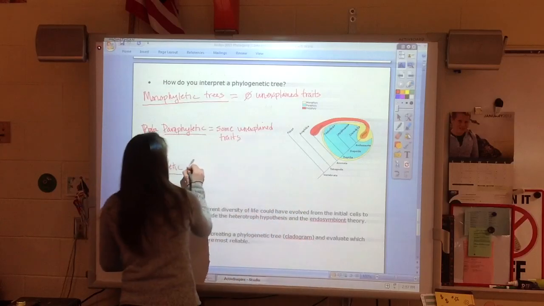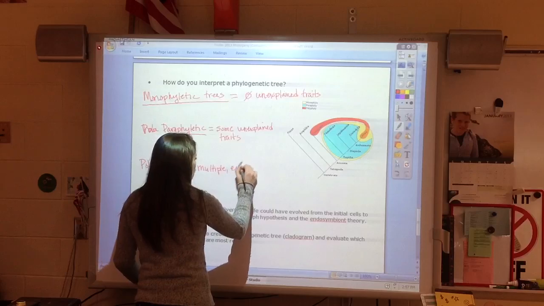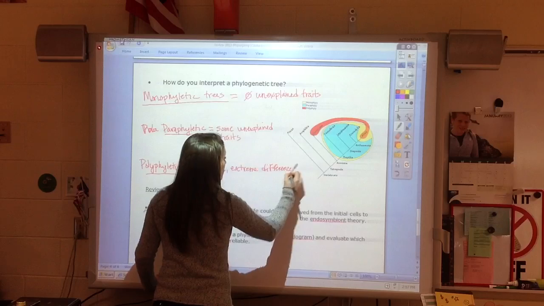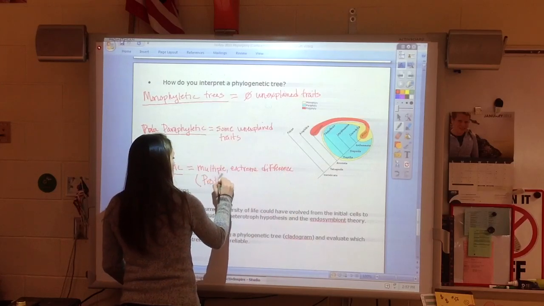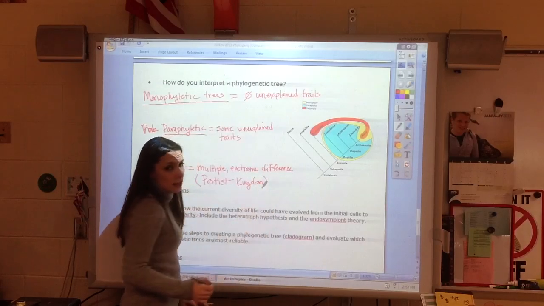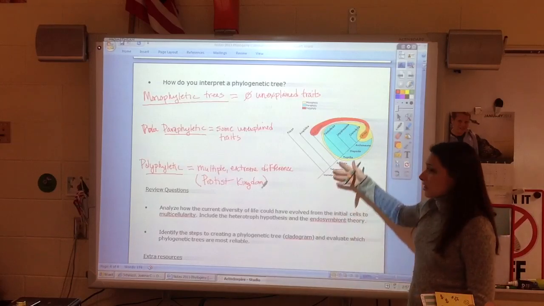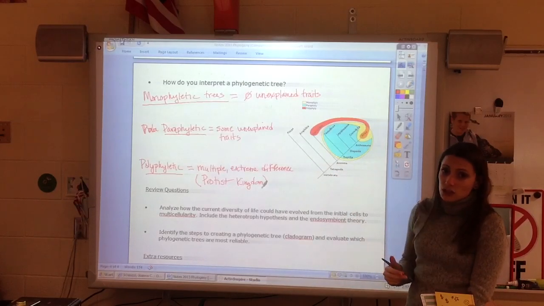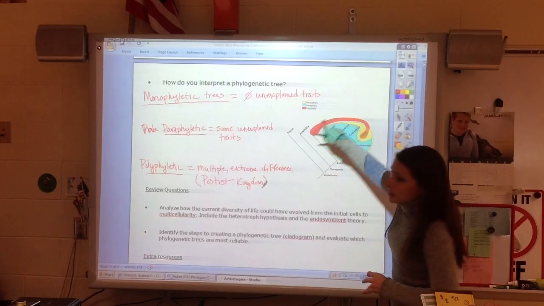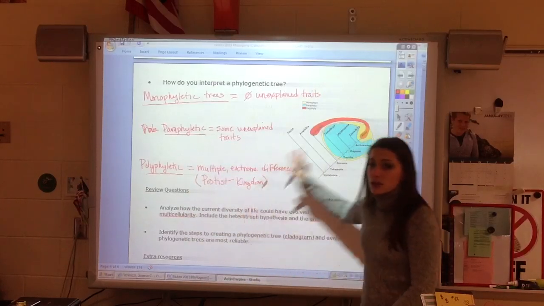A polyphyletic tree is going to be multiple extreme differences. So when we get to the protist kingdom, if we don't really want to group them together as one kingdom, well, we've got plant-like protists, animal-like protists, fungi-like protists. We can't create a phylogenetic tree that shows their relationship. It's very polyphyletic, meaning we've named them these, and these are in common, and we've named those, but we can't really explain how we got from here to there.